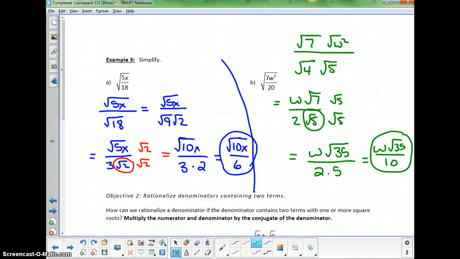So simplify our radicals first. Rationalize the bit of the radical that's left if there's any radical in the bottom. It's the denominator that I have to rationalize.